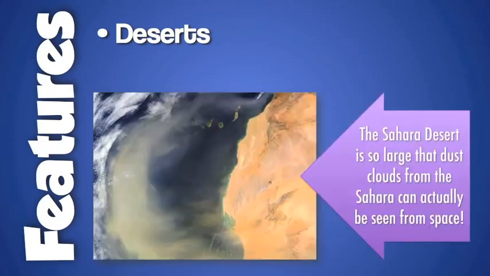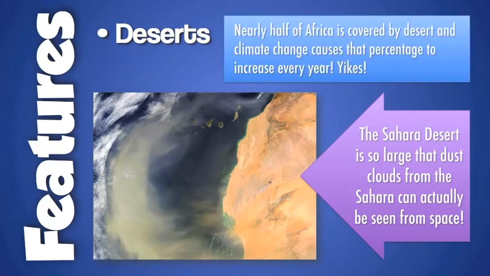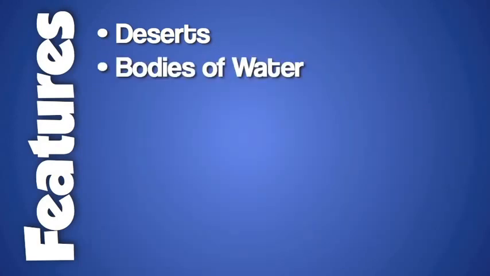There's also a wide range of physical features in Africa. First, there's of course the deserts, like what we talked about earlier. The most famous deserts in Africa are the Sahara Desert, the Namib Desert, and the Kalahari Desert. But there's also bodies of water that can be found in Africa. And there's lots of different examples.